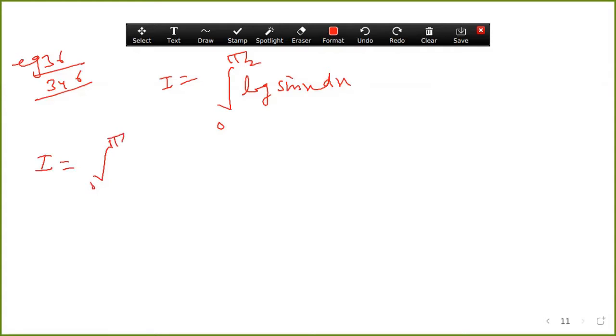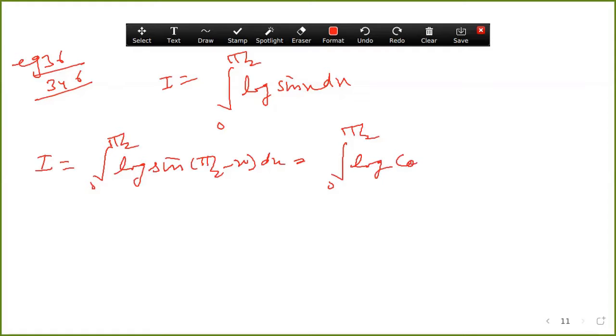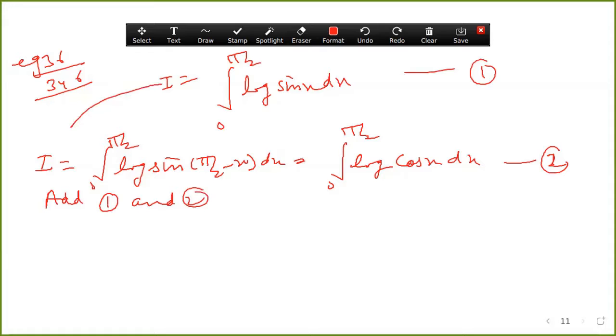Let's do sine pi by 2 minus x. Now the equation becomes 0 to pi by 2 log of sine (90 minus x), which is cos x, dx. Now in this question, it is first, no sorry, it is second, adding first and second. What you are getting: I plus I, it is 2I is equal to 0 to pi by 2 log sin x. Same power is there, you can write like this.